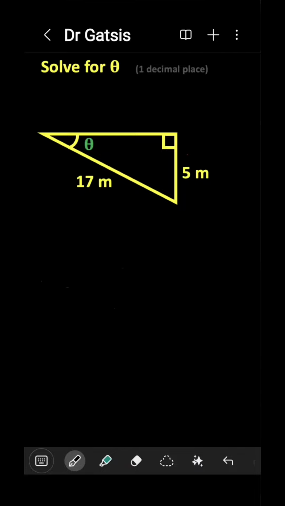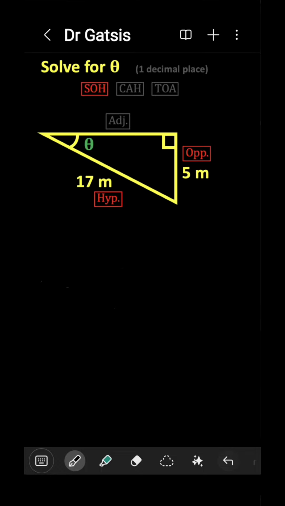Here's the first example in which we're going to solve for an angle. In this case, let's just label the triangle and see what happens. We have the hypotenuse, which is always opposite the right angle. The 5 meters is opposite to the desired angle theta, and then the other side labeled as adjacent is something that we really don't need to have or find.